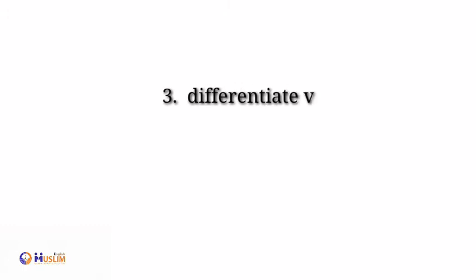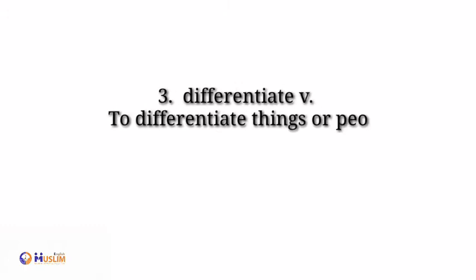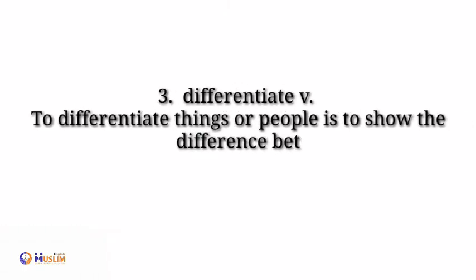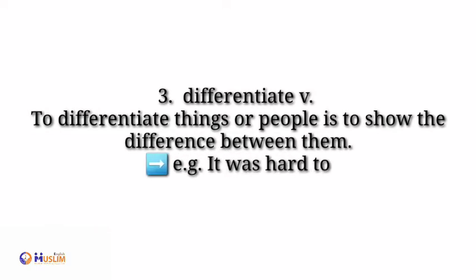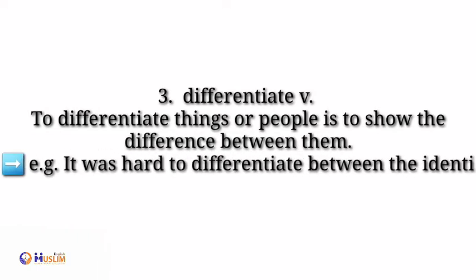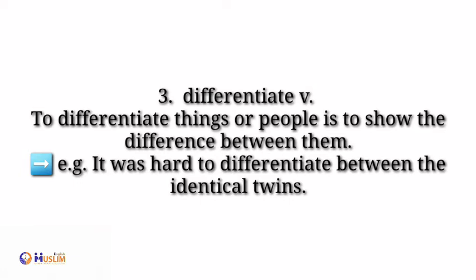Number 3. Differentiate. Verb. To differentiate things or people is to show the difference between them. Example: it was hard to differentiate between the identical twins.